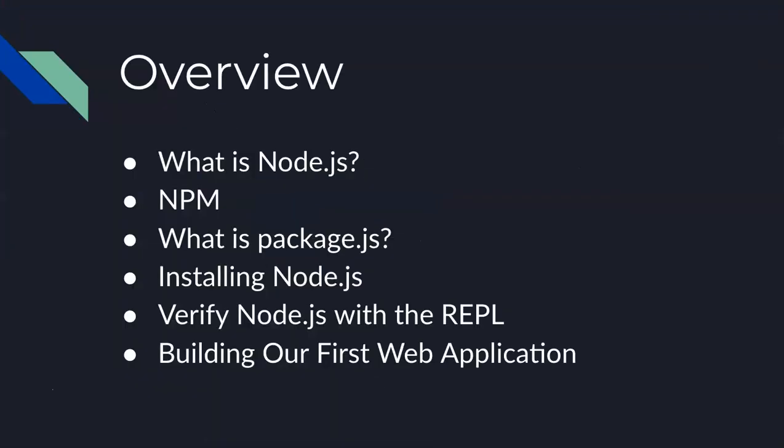So what is Node.js? That's what we're going to talk about today. We're going to cover this in a couple of stages. First, we're going to talk about, at a high level, what Node.js is and how you can use it. Then we're going to look at NPM, the package.json, as well as how to install Node.js, verify that it's running on your system, and then we're going to build a simple application using raw Node.js. Okay?